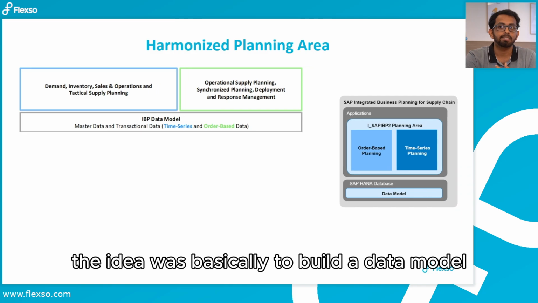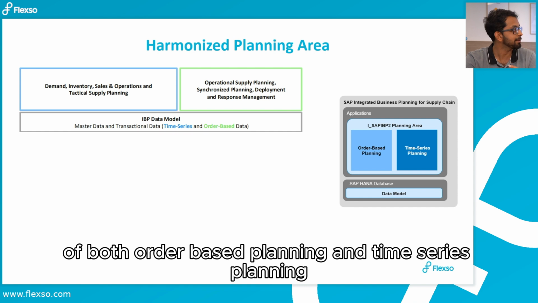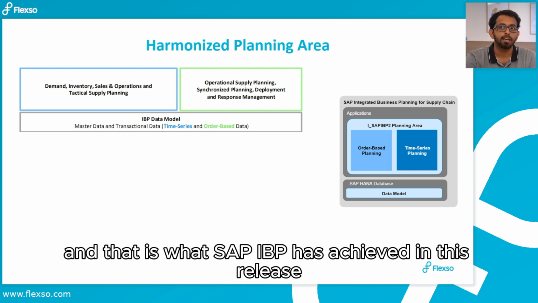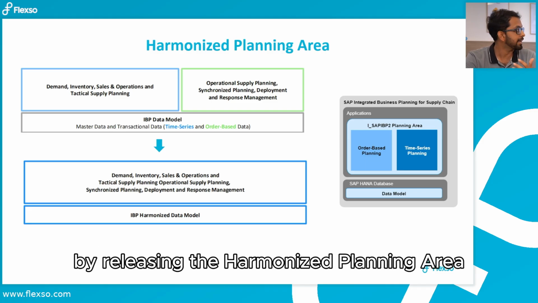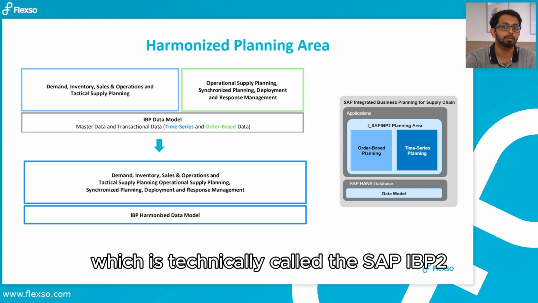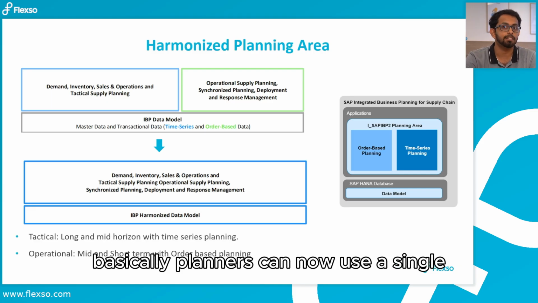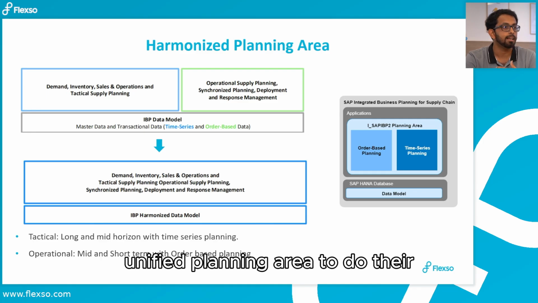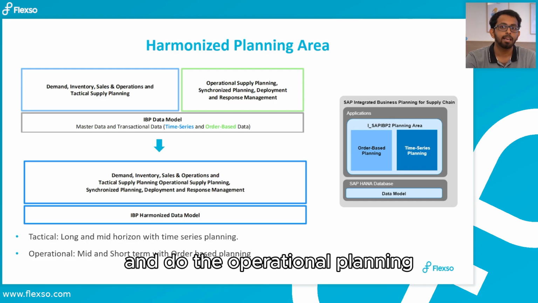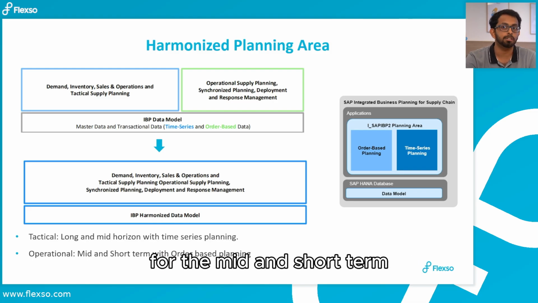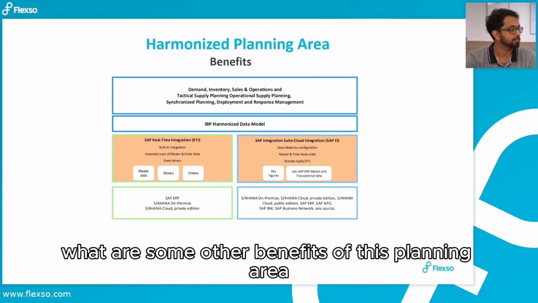The idea was basically to build a data model which can combine the applications of both order-based planning and time series planning under one single planning area, and that is what SAP IBP has achieved in this release by releasing the harmonized planning area, which is technically called the SAP IBP 2. What does this mean for the planners? Basically, planners can now use a single unified planning area to do their tactical planning on a long and mid-term horizon using time series planning, and do the operational planning for the mid and short term using live orders with the order-based planning. What are some other benefits of this planning area?